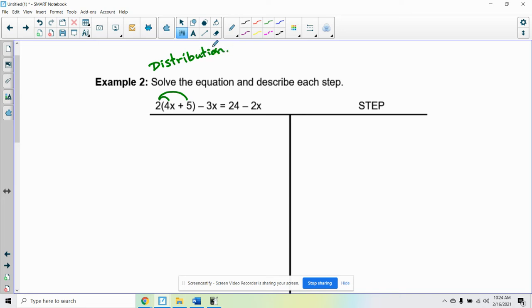So 2 times 4x, that's going to give me 8x. 2 times 5, that's going to give me 10. That minus 3x stays there. Equals 24 minus 2x. And I just distribute the 2.